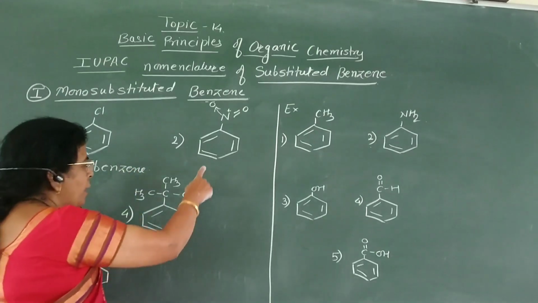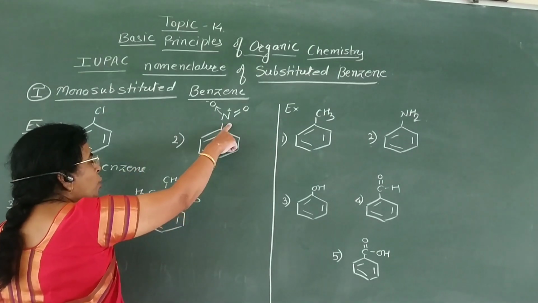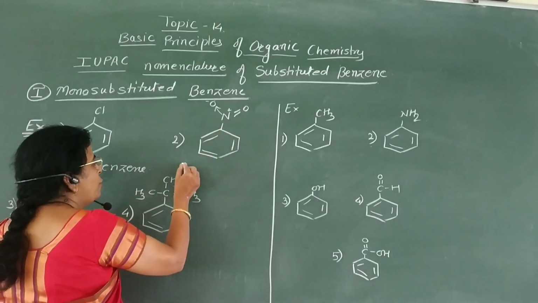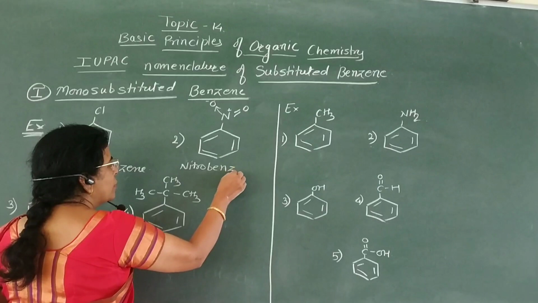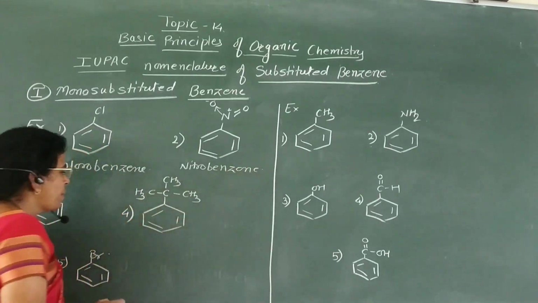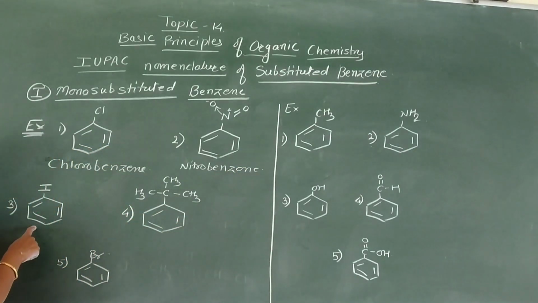Then here, the benzene ring is bonded to an NO2 group, that is the nitro group. Therefore, it is nitrobenzene. Then third, this benzene ring is attached to iodine. Therefore, it becomes iodobenzene.